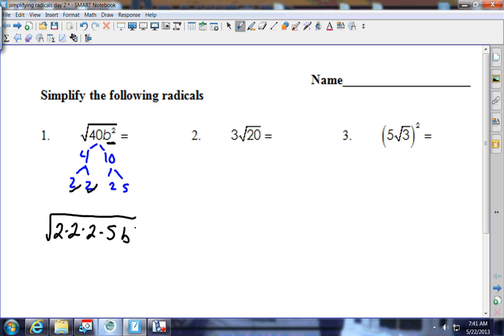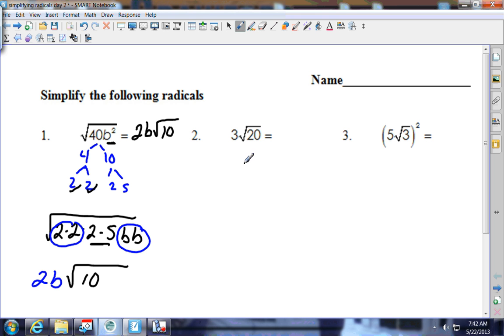Now don't forget the variable. You have B and B. So what comes out are the ones with partners. I've got a 2 and I've got a B. So 2B or not to be, just kidding. Okay, 2 and then a B. That's too early for jokes. Okay. 2 times 5 is 10, so I'll leave it like that. So your answer becomes 2b square root of 10.